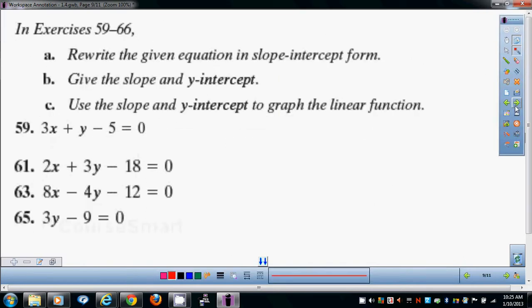Rewrite the given equation in slope-intercept form, and then give the slope and y-intercept, and then it says graph. Again, I know you did that back in geometry. I'll graph one here so that you've seen it, but I'm not going to require you to do it.